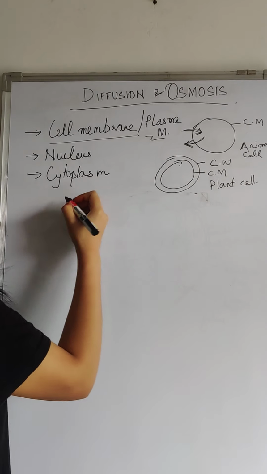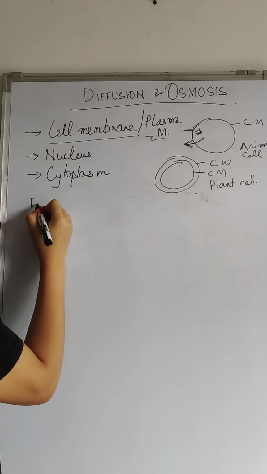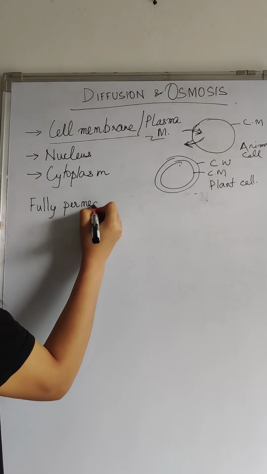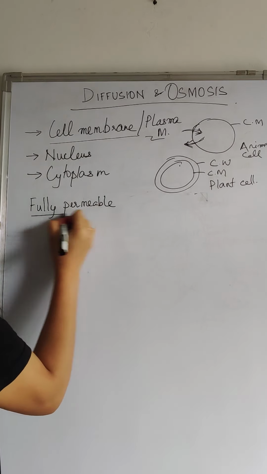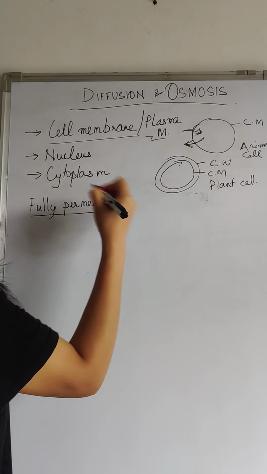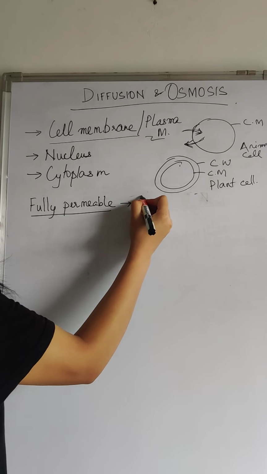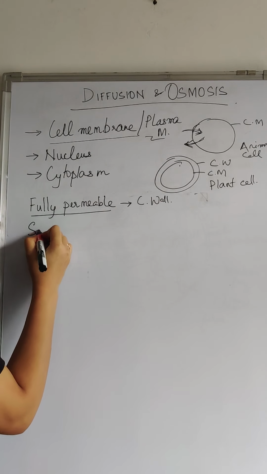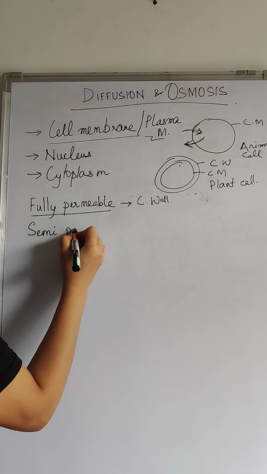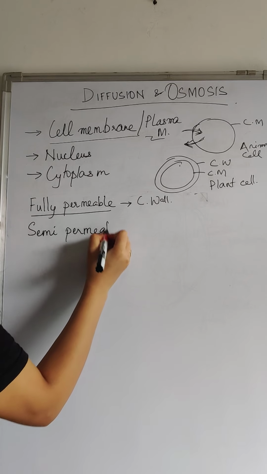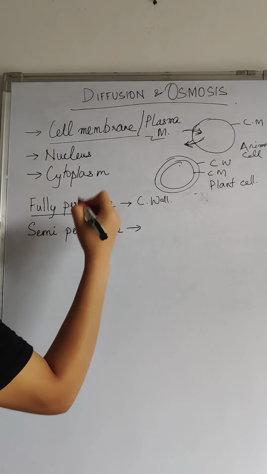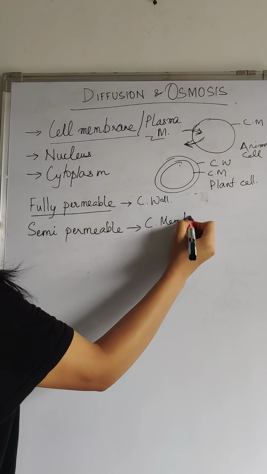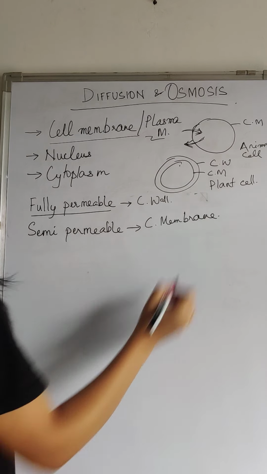Let me explain to you the term fully permeable. I have already sent an audio recording on this. That means it allows anything to move in and outside the cell. That is, cell wall is fully permeable. By semi-permeable we mean it permits or allows entry and exit of only some substances. That is your cell membrane.